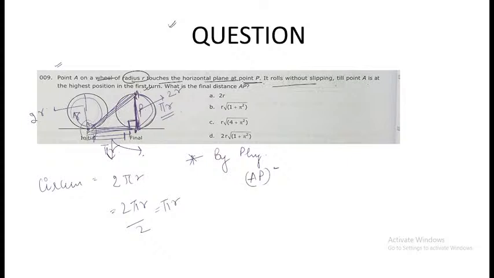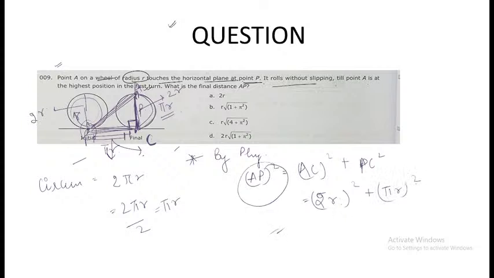AP square is equal to, let's consider this is P, this is A, let's call this C, right? So it will be equal to AC square plus PC square, right? AC is 2r whole square, PC is pi r whole square, right? And you need to find the AP square.